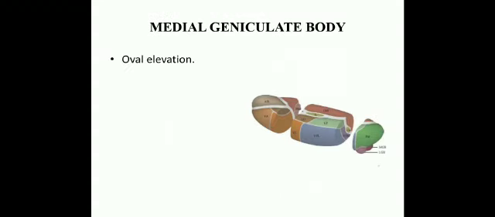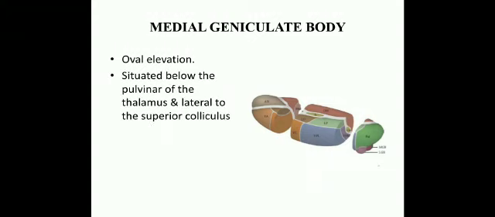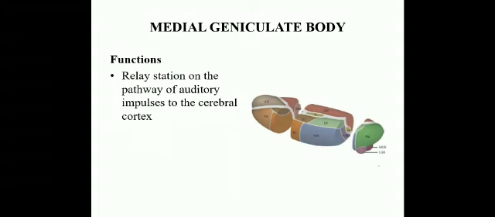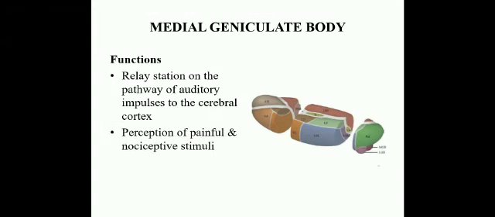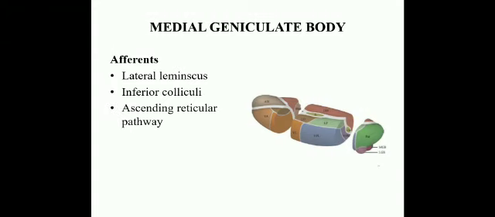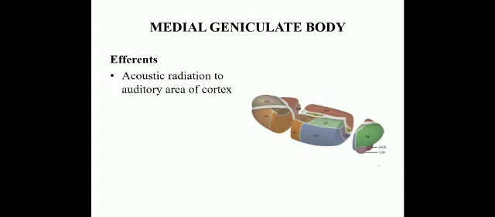The medial geniculate body is an oval elevation situated below the pulvinar of the thalamus and lateral to the superior colliculus. The inferior brachium connects it to the inferior colliculus. The function of the medial geniculate body is as a relay station on the pathway of auditory impulses to the cerebral cortex, and the perception of painful and nociceptive stimuli. The afferents are the lateral lemniscus, inferior colliculi and the ascending reticular pathway. The efferents go via the acoustic radiation to the auditory area of the cortex and to the secondary somatosensory area.